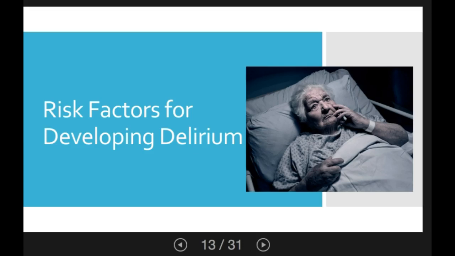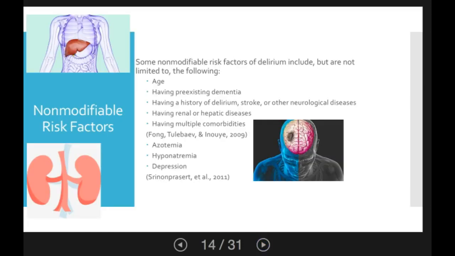So, what are the risk factors for developing delirium? The risk of developing delirium increases with age, with individuals over the age of 65 being at the highest risk. Having pre-existing dementia, high levels of nitrogen-containing compounds in the blood, like high urea content or high creatinine, and other severe illnesses, including chronic neurological diseases, have been proven to be major contributors of developing delirium in the hospital setting.